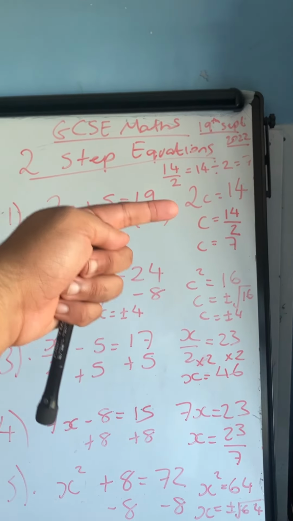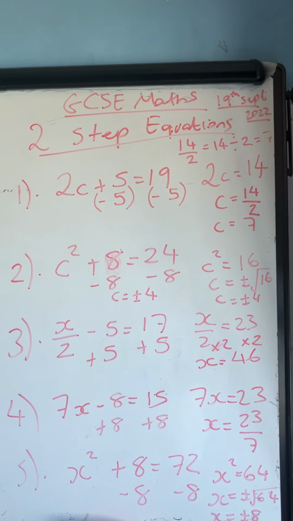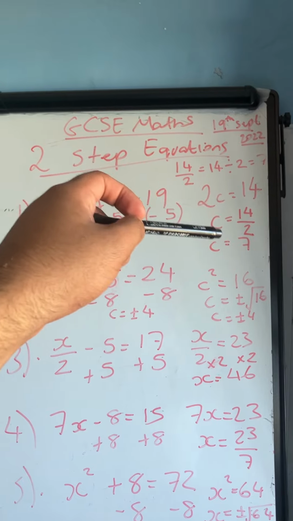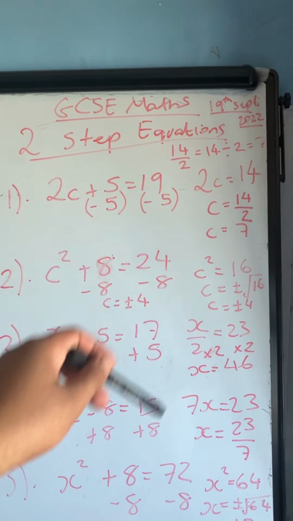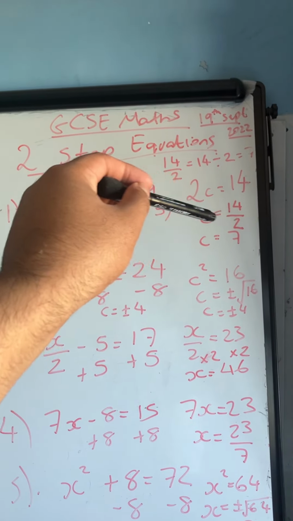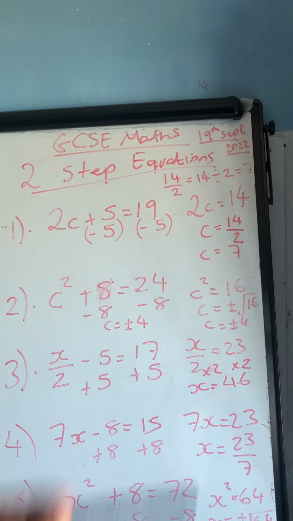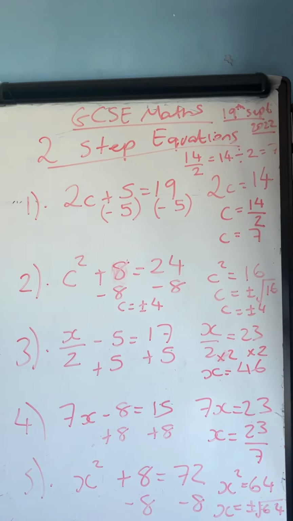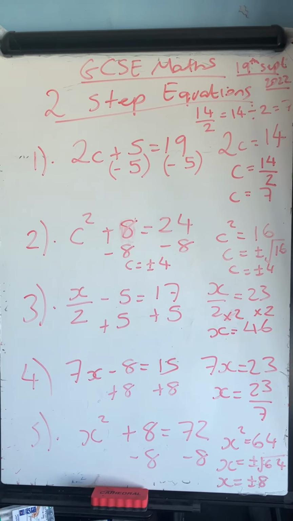To work out c, I would divide both sides by 2, because 2c means 2 times c. So dividing both sides by 2, I get that c is equal to 14 divided by 2, which is 7. Remember that fraction means a division. 14 over 2 just means 14 divided by 2, which is 7. So c is equal to 7 for the first one, guys.